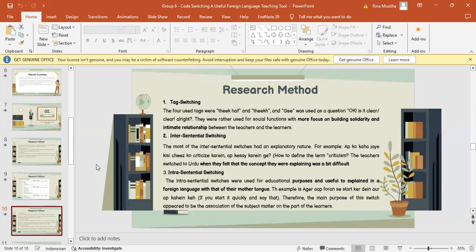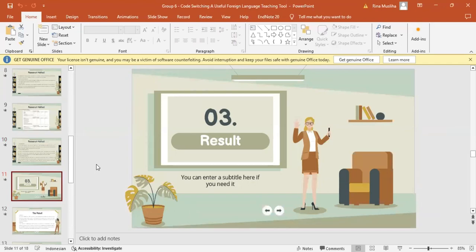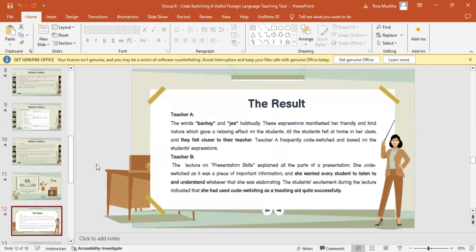Therefore, the main purpose of this speech language is to associate the subject matter on the part of the learner. And next is the result of this article. The first is for teacher A. She explained that the expression manifests her friendly and kind nature, which gives a relaxing effect to the students, and all of the students felt at home in her class, and they felt closer to their teacher. And the teacher frequently uses code switching based on the students' expression.